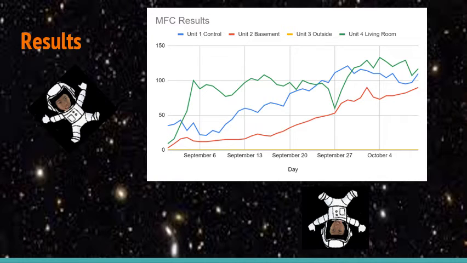The control MFC produced more electricity than Unit 4 at the start. Some remaining bacteria could have been on the anode, which could have given it a small head start. Towards the end, both MFCs in the living room produced almost the same amount of electricity, likely because the surrounding temperature was the same.